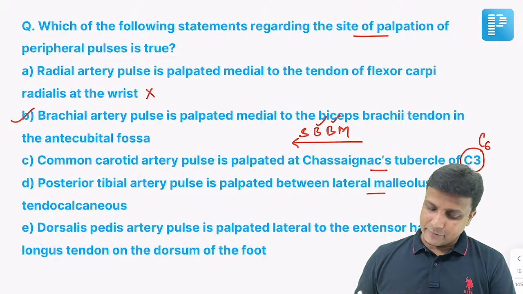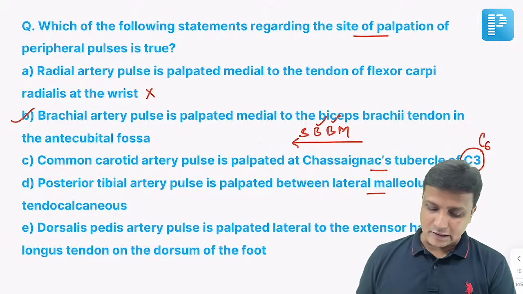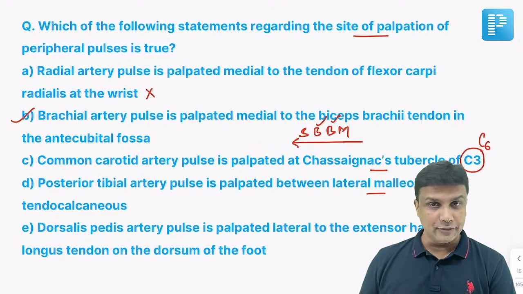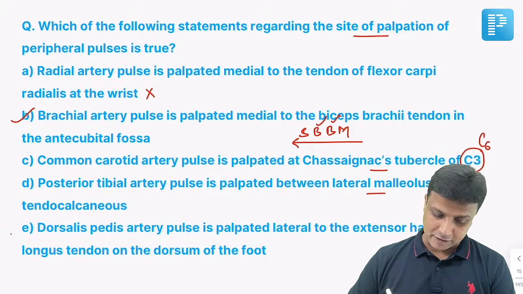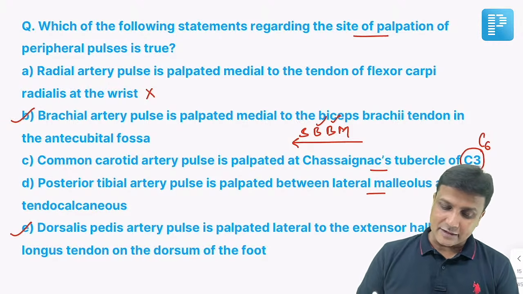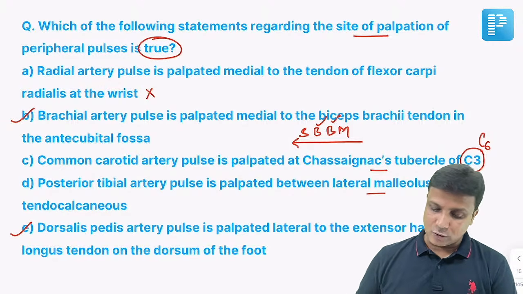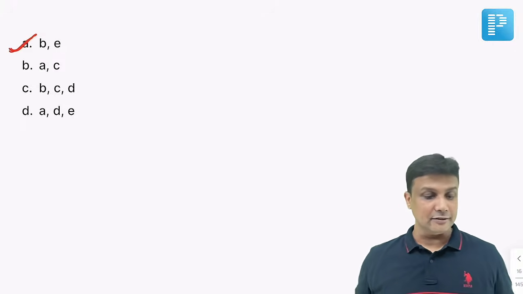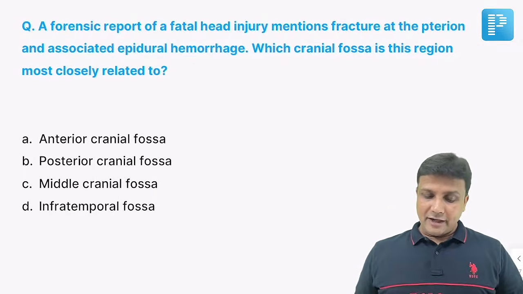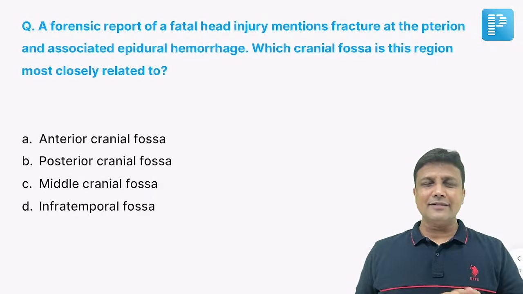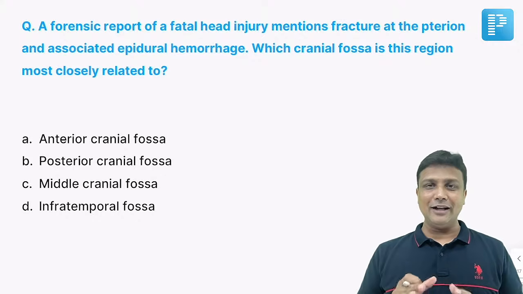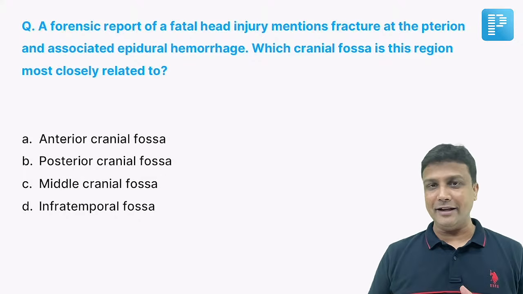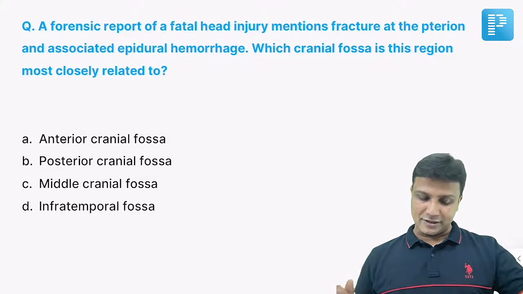Dorsalis pedis artery pulse is palpated lateral to the extensor hallucis longus tendon on the dorsum of the foot, and this is the correct option. The question asks for the true statements, so the right answers will be B and E. That was a simple concept. That is why I have kept all the questions balanced. Now let us move on to the next concept.